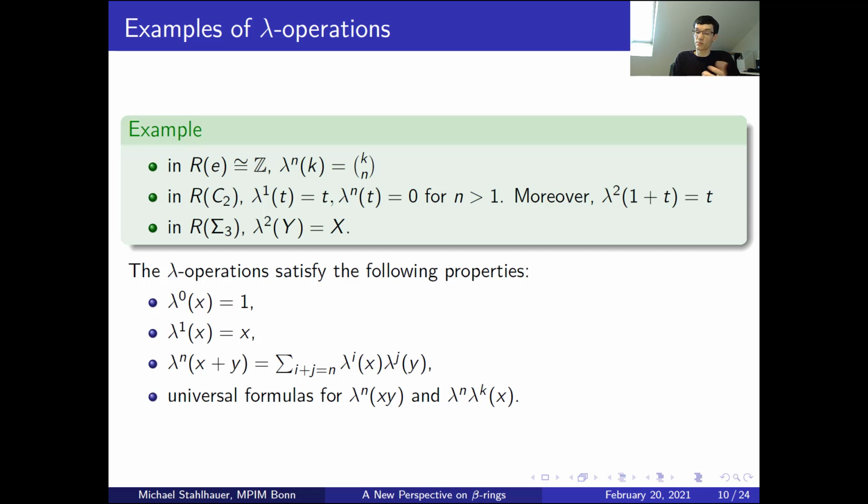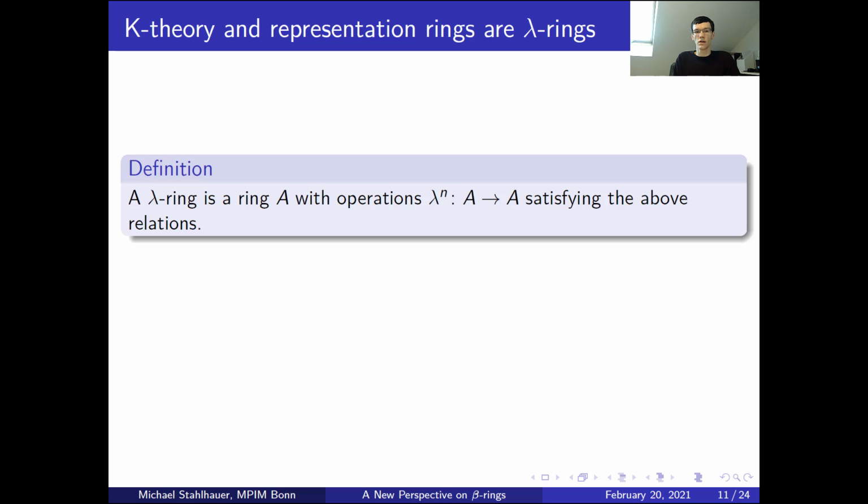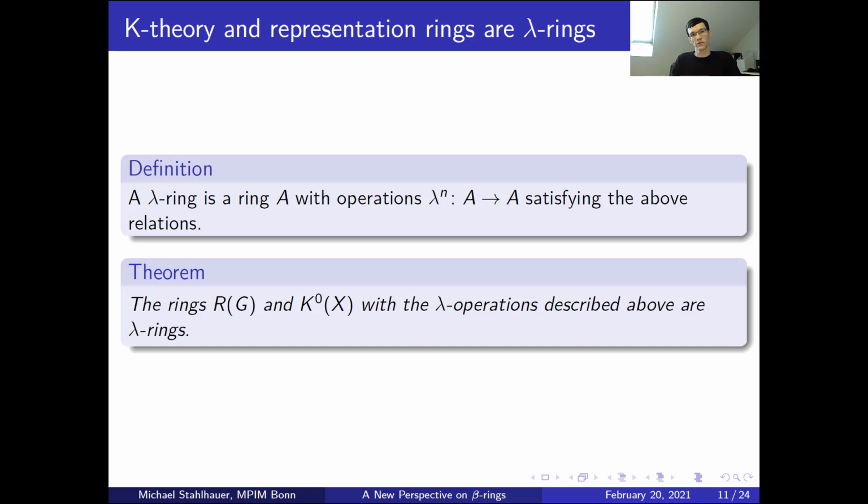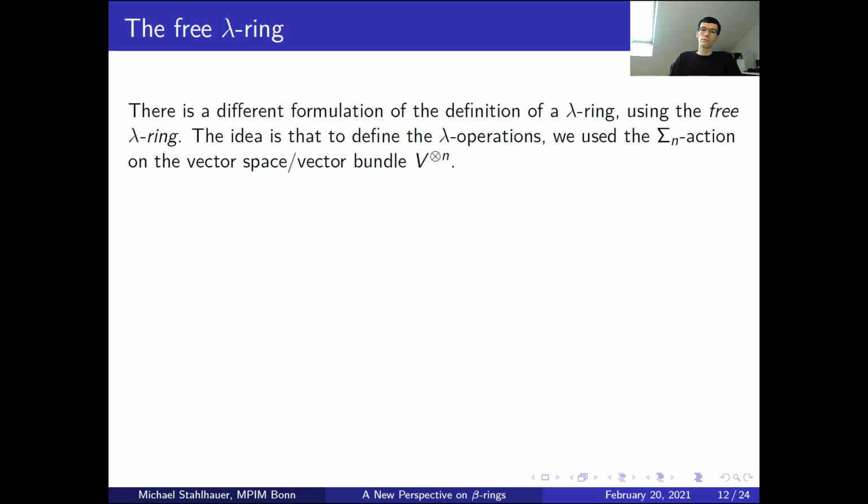And once we have these properties, we of course can define a lambda ring to be just a ring together with these operations lambda n satisfying these properties. And just from the way we built this definition, you directly see that the representation ring and the K-theory ring both are lambda rings with these operations. Okay, so this is now a nice formalism to work with power operations on these two objects, but we would maybe like to have an even nicer description.